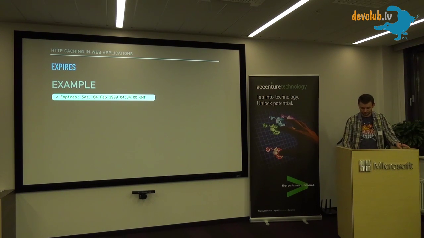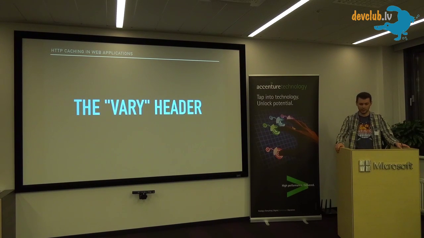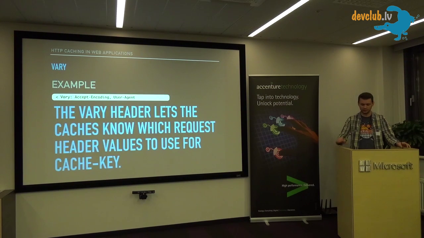So I said that I will talk about the Vary header. This is sort of an important one, I would say. This is fun, actually. As it says with huge letters here, try to read this thing: the Vary header lets the caches know which request header values to use for the cache key.